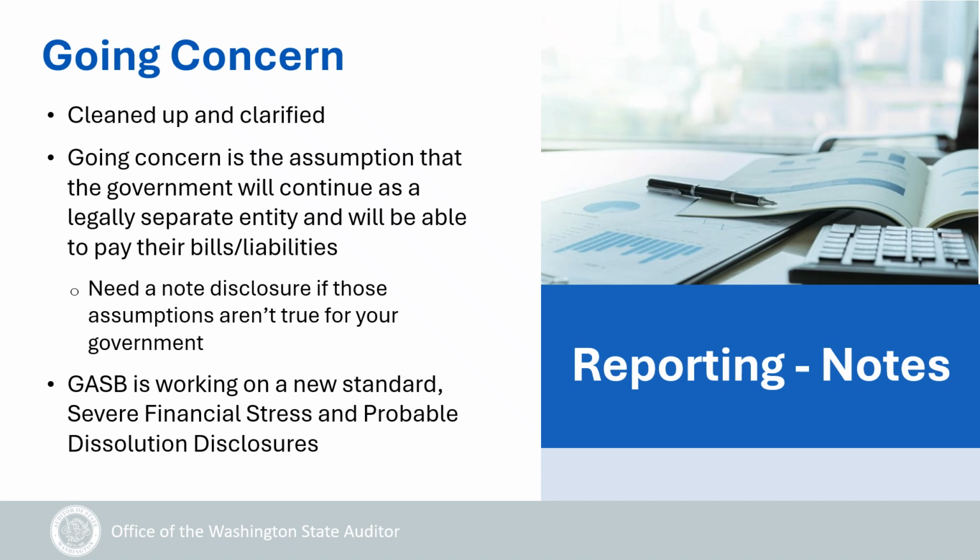For going concern, this note is required if there is a concern about a government's ability to continue as a legally separate entity for a reasonable period of time and continue to meet the obligations of the government. Please note that GASB is working on a new standard related to this topic, severe financial stress, and probable dissolution. The preliminary view was issued earlier this year, and they plan on issuing the exposure draft in 2026. Until then, please continue to evaluate the going concern note for applicability.